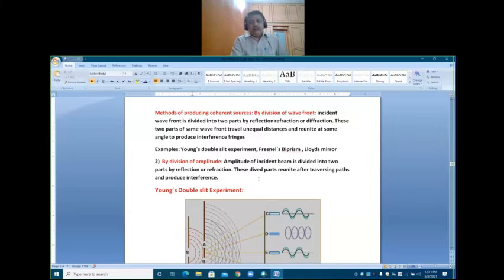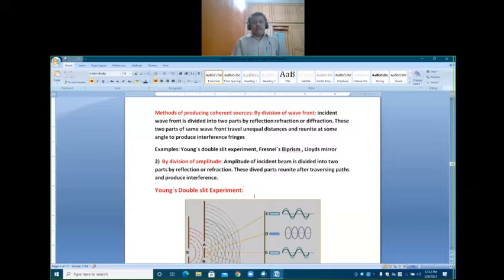And the second branch to get coherent sources is division of amplitude. The amplitude of the incident beam is divided into two parts by reflection or refraction, and these divided parts reunite after traversing some distance and produce interference. Examples are interference due to thin film, air wedge and Newton's rings. That is what we are going to see. So now, understanding division of wavefront and division of amplitude to get interference, getting coherent sources by an indirect way.